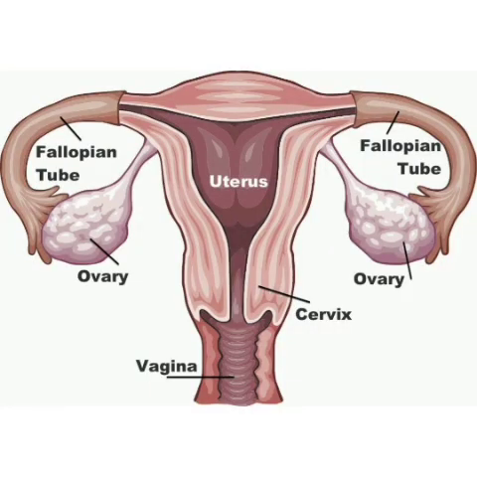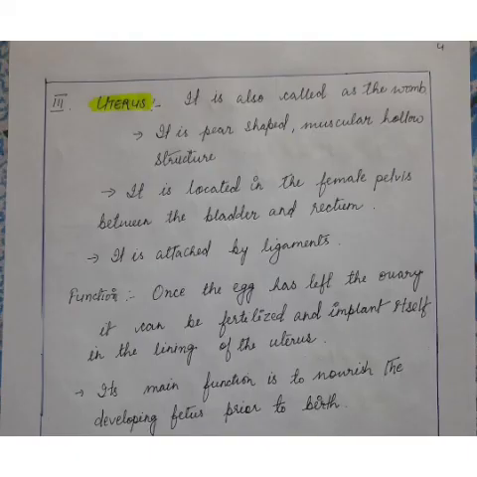Now let us discuss the uterus, which is present at the center. You can see that it is an inverted pear shaped structure. The uterus is also called the womb. It is a pear shaped muscular hollow structure. It is located in the female pelvis between the bladder and rectum.